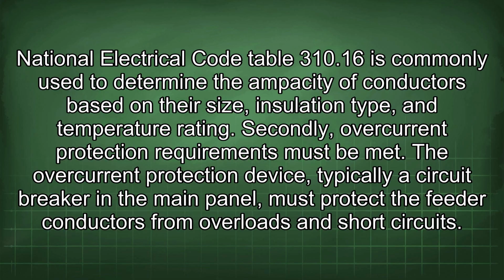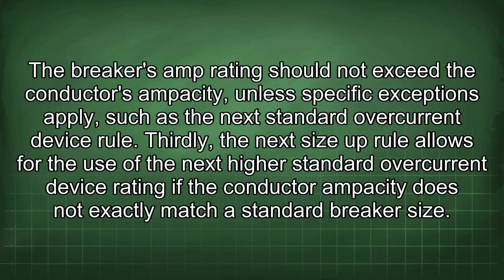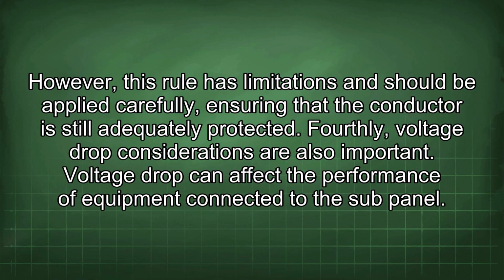The overcurrent protection device, typically a circuit breaker in the main panel, must protect the feeder conductors from overloads and short circuits. The breaker's amp rating should not exceed the conductor's ampacity unless specific exceptions apply, such as the NEC standard overcurrent device rule. Thirdly, the NEC size up rule allows for the use of the NEC's highest standard overcurrent device rating if the conductor ampacity does not exactly match a standard breaker size. However, this rule has limitations and should be applied carefully, ensuring that the conductor is still adequately protected.